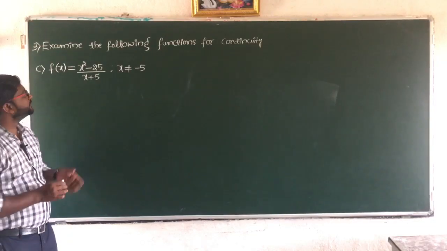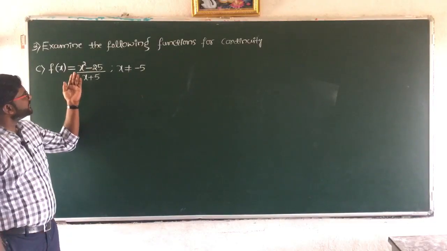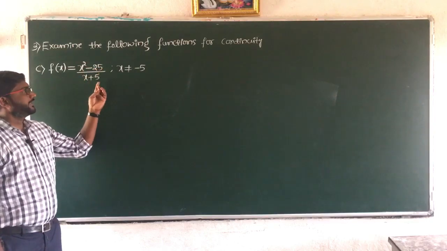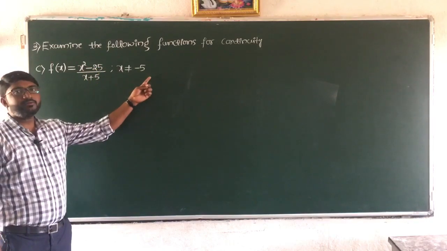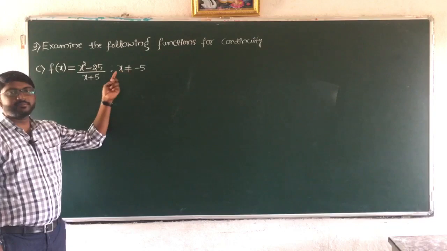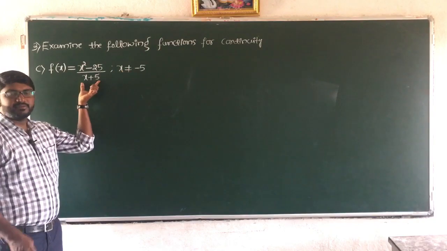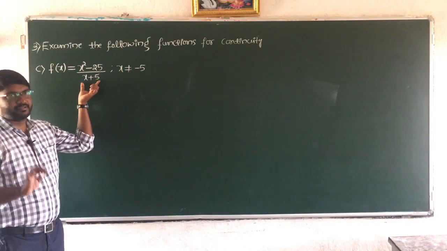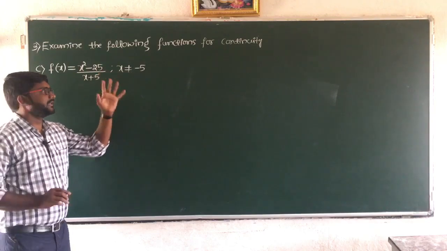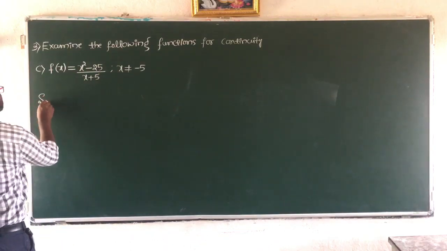Okay, the next sub question is f of x equal to x square minus 25 divided by x plus 5 and x not equal to minus 5. Again, if x becomes minus 5, the denominator will be 0 and hence the function is not defined. So that is why he has given this condition. So let us solve this.